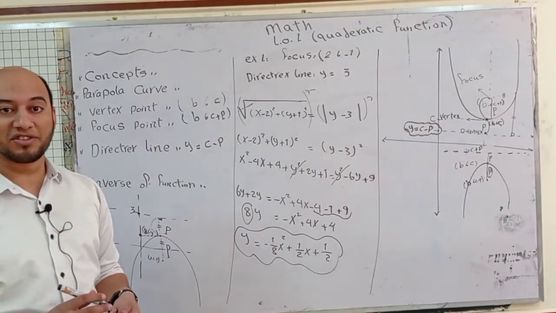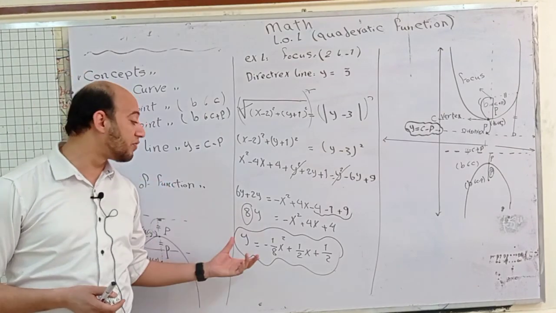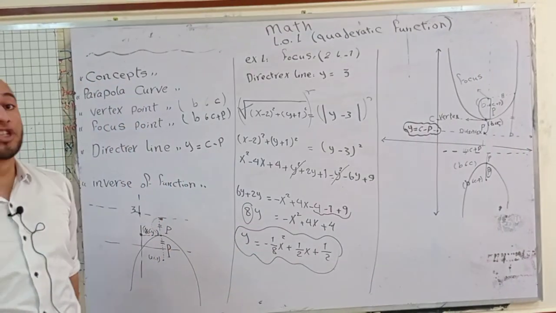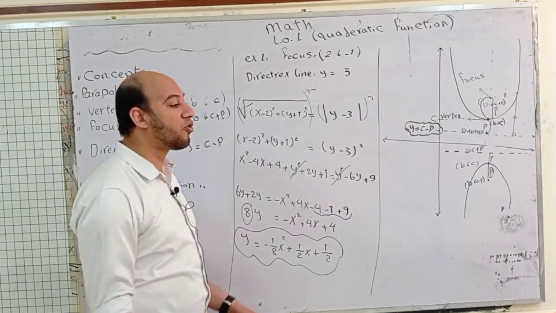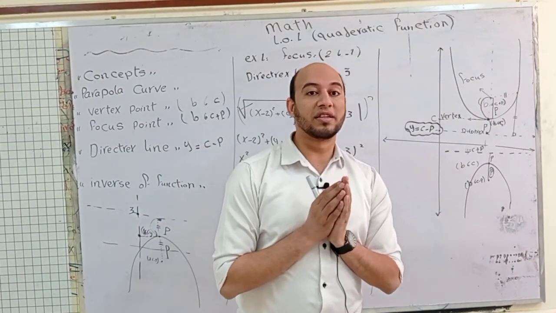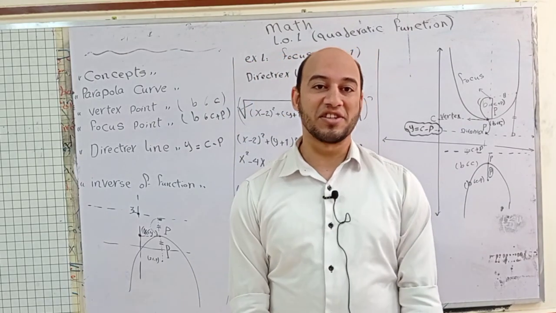This is the final equation for the parabola curve in the standard form. We explained in previous sessions how to convert it to the vertex form, if you want to get the vertex form. I hope this session was useful for you, and I'll meet you in the next session.